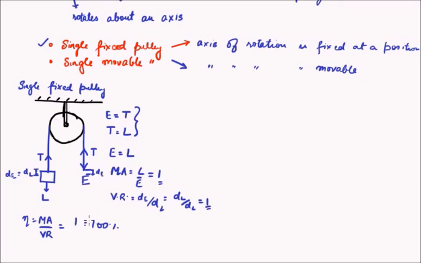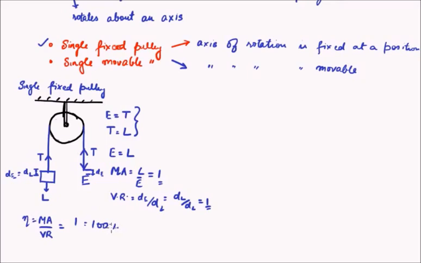But in a practical day-to-day scenario, the efficiency is not 100%. Why so? Because there are losses based on friction, there are frictional losses. There is a mass of the rope which we actually consider to be 0, and there are other losses which are not taken into account. So if we take those things into account, the efficiency will come down below 100%.